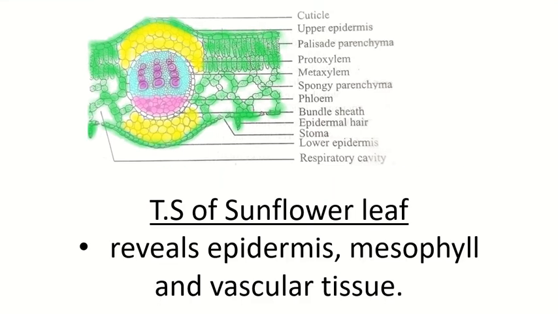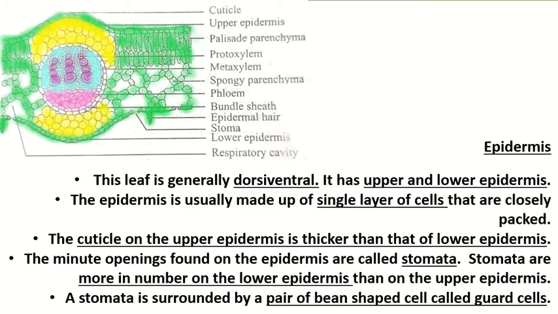TS of sunflower leaf, that is the transverse section of sunflower leaf, reveals regions like epidermis, mesophyll and vascular tissue or vascular bundle. First we are going to see the epidermis. So this is the complete transverse section of the sunflower leaf, that is a dicot leaf.